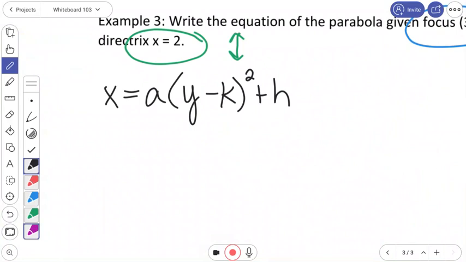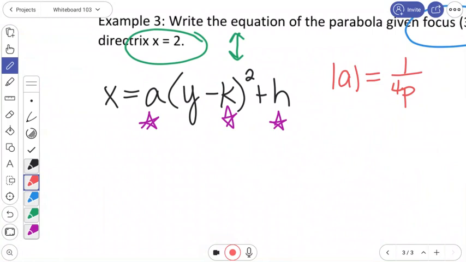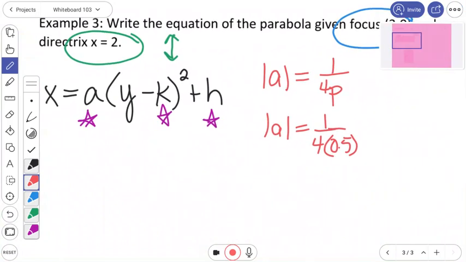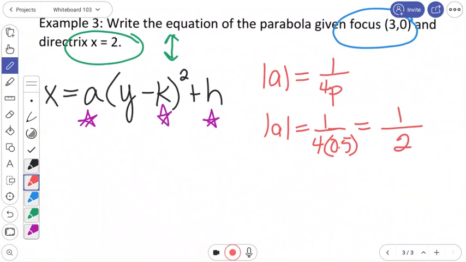Well, we already know our k value and our h value, so we need to determine what our a value is. We're going to use the same formula that we did when our parabolas opened up and down. It's just the absolute value of a is equal to 1 over 4p. So in this instance, the absolute value of a is going to equal 1 over 4, and our p value was 0.5. So we know the absolute value of a is just equal to 1 over 4 times 0.5, which is 2. So our a value is 1/2.